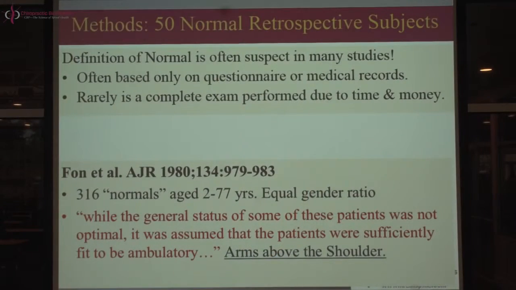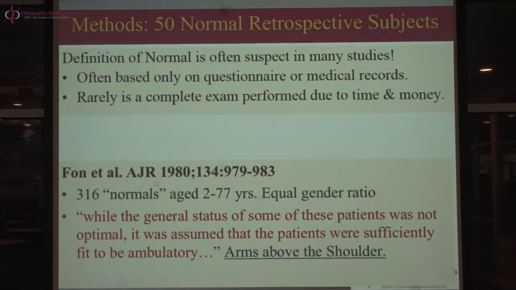So in terms of the methods of this paper, 50 normal, retrospective, but consecutive subjects that met the inclusion criteria were used for this project. Now, as a background, if you read this paper, there's a very nice project that we refer to and discuss: the problem in the literature is that the definition of normal subjects is really inappropriate for the most part. Many projects simply say, oh, the subject's asymptomatic, so therefore they're normal. Or they use a simplified questionnaire that might only have a few questions on it. Rarely is a normal subject actually categorized and defined based on a normal neuromusculoskeletal examination, right?